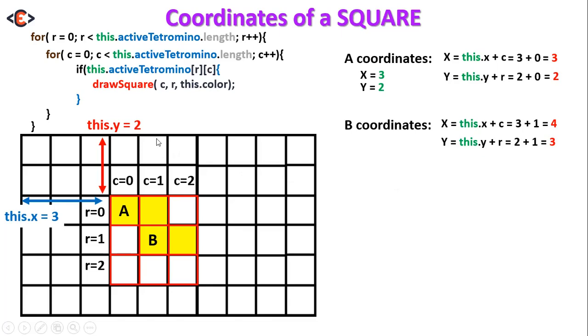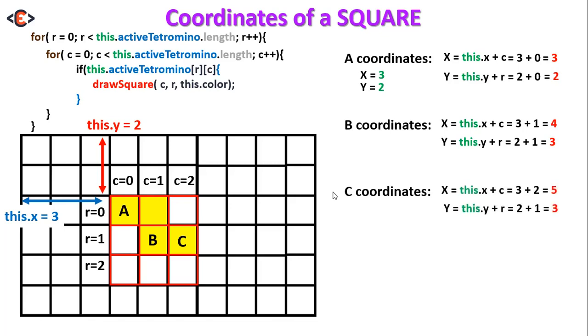Let's check that. So here is 1, 2, 3. The same for the C coordinates. You can check that yourself. So now, in general, for any square of the Tetromino, its X position and Y position are given like this. The X position is given by this.x plus the number of the column, and the Y position is given by this.y plus the number of the row.